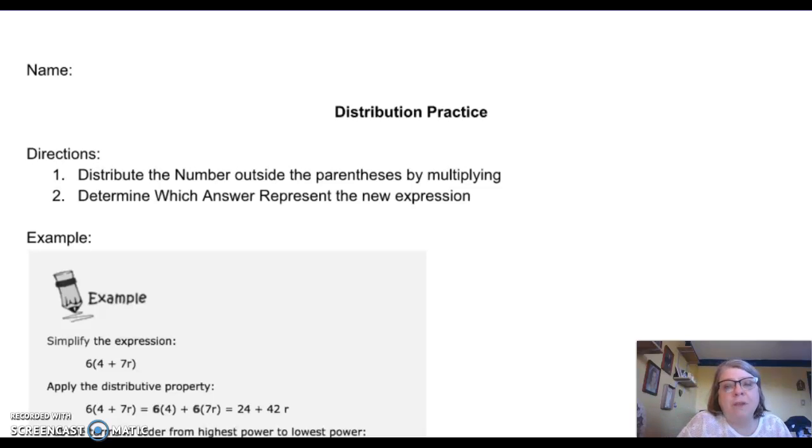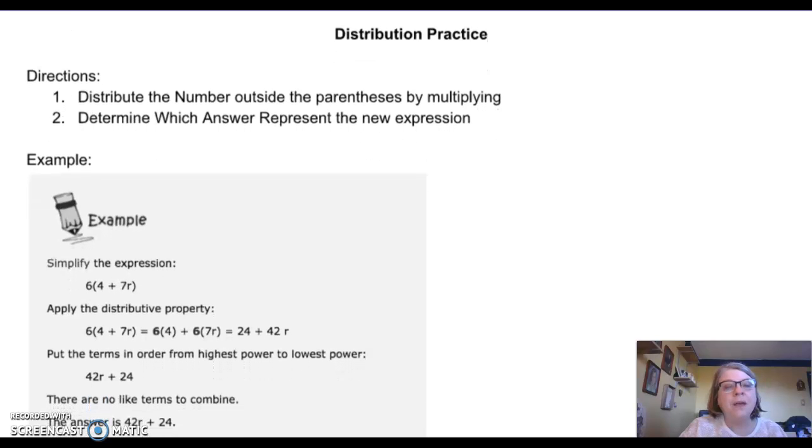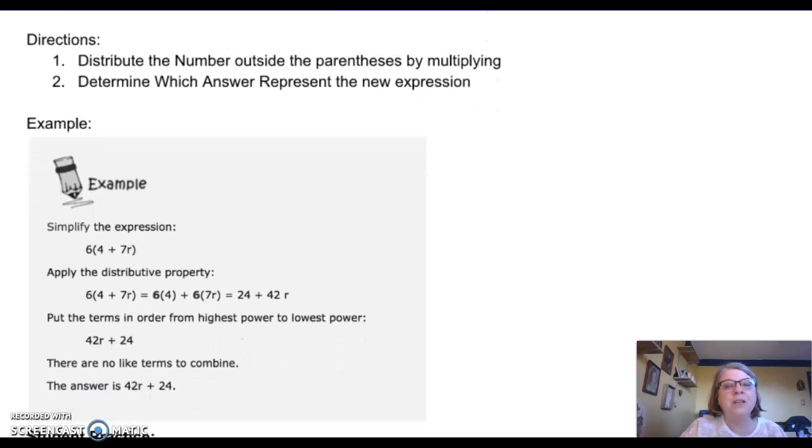So this is the distributive property. I'm reading the title on your sheet. It says distribution practice. First thing we're going to do is start out with a couple examples, and you're going to see the directions. They say distribute the number outside the parentheses by multiplying, and then determine which answer represents the new expression.